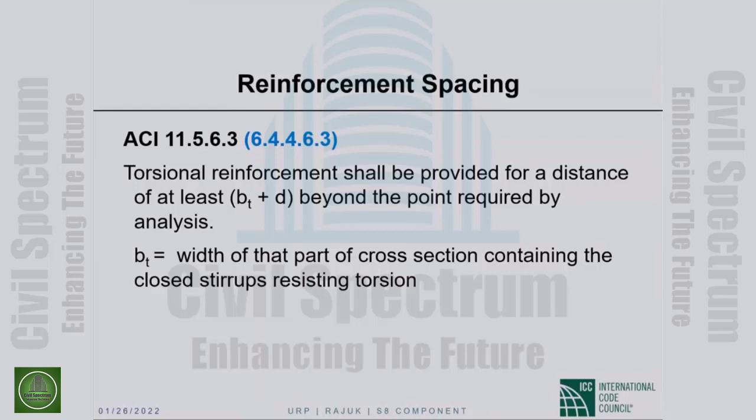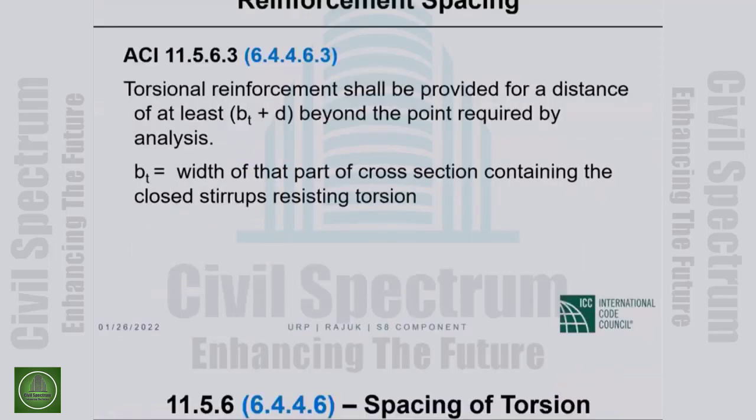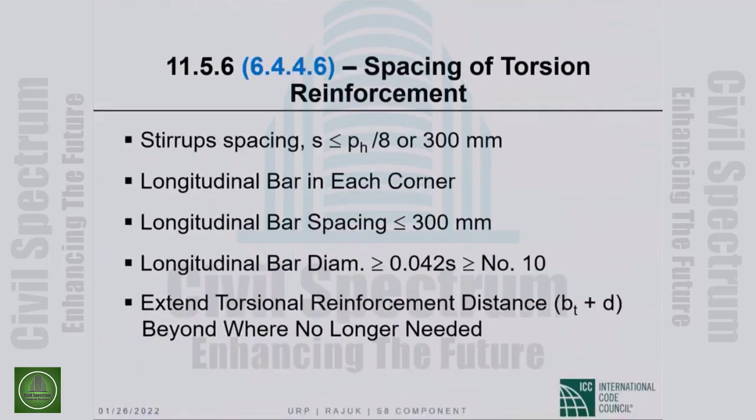D is the effective depth. B sub t is the width of that part of the cross section containing the closed stirrups resisting torsion. Width of that part of the cross section. Okay. I think that is it.